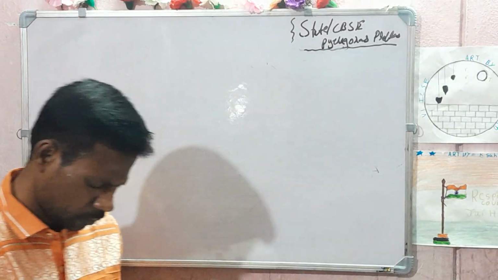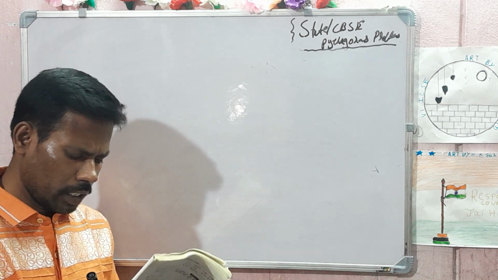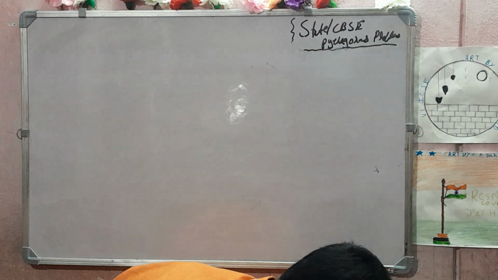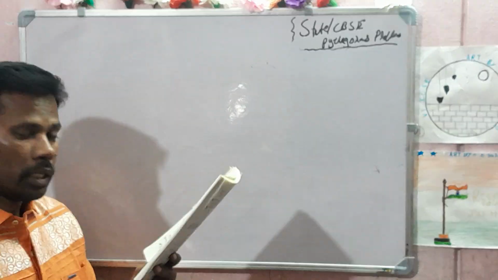Next one. In triangle ABC, AB is greater than AC.